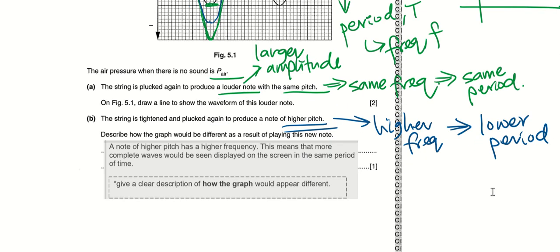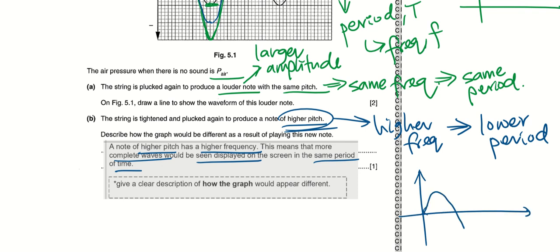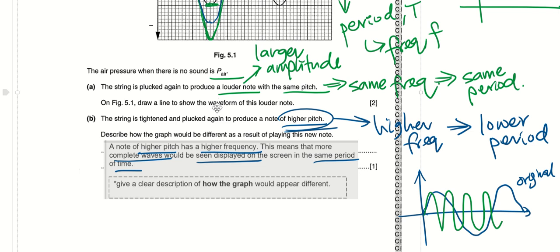Okay, so the answer is a note of higher pitch, right? Because we start out with higher pitch, we will have a higher frequency. This means that more complete waves will be displayed on the screen in the same period of time. Initially, if I have something like this, this is my original. Now if I plug in a higher frequency, I will get more waves. Okay, because they wanted us to describe how the graph will be different.